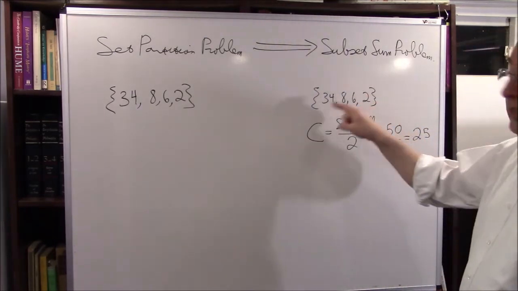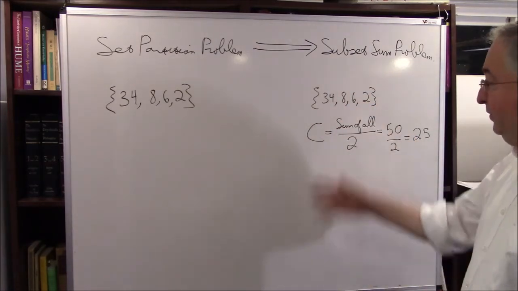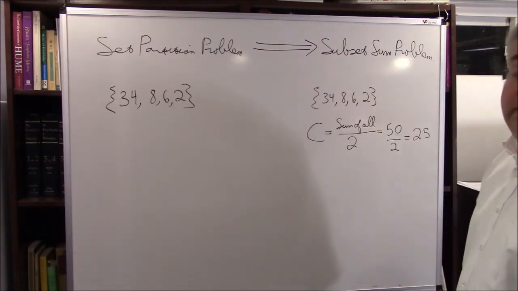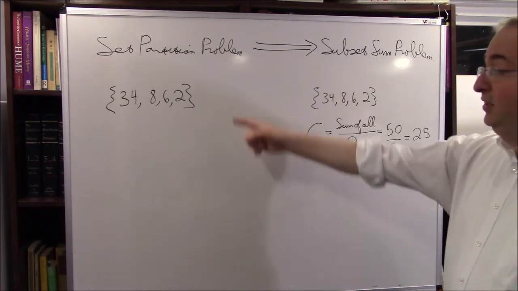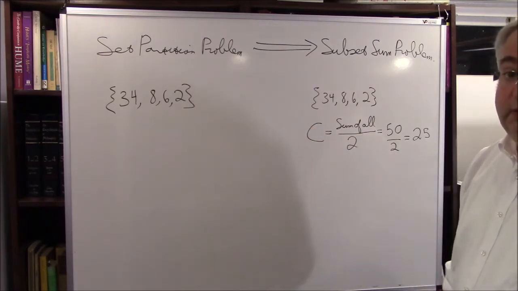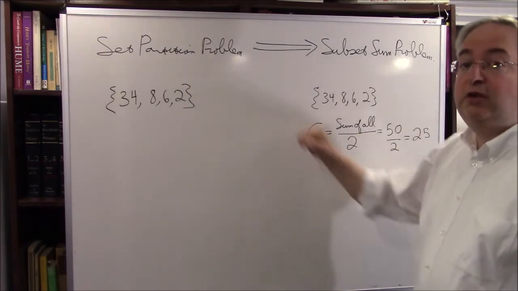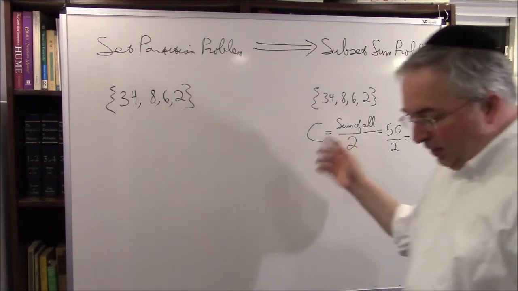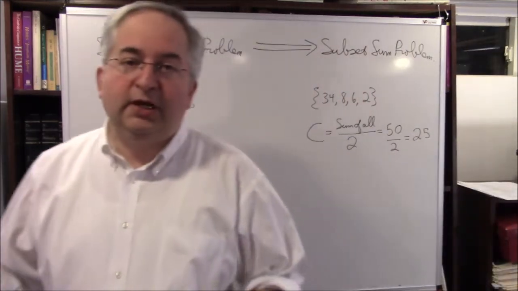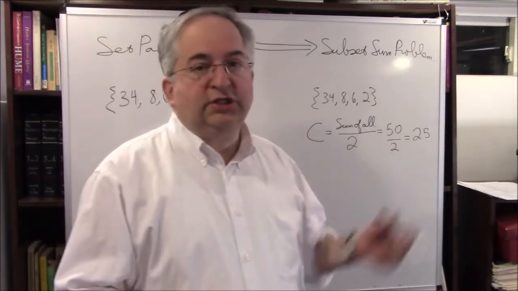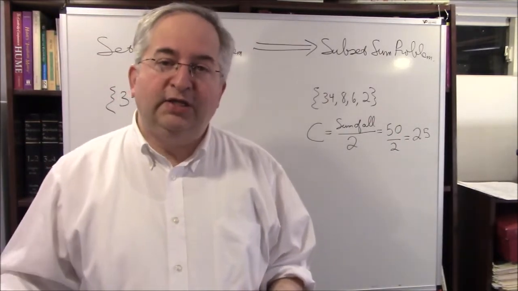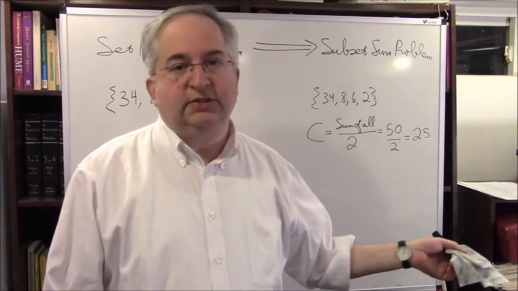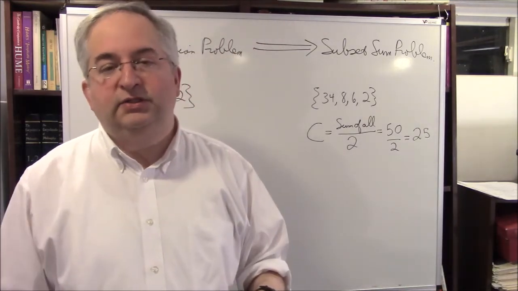Question: can you get 25 out of here? Everything's even. Can you get 25? Answer: no, you can't. Can you get 25 over there? No, you can't. So if the answer is no here, the answer is no here. Okay? Great. You can try another problem. Pick another problem here, change it into this problem, and see if the answer is yes here, the answer is yes here. If the answer is no here, the answer is no here.